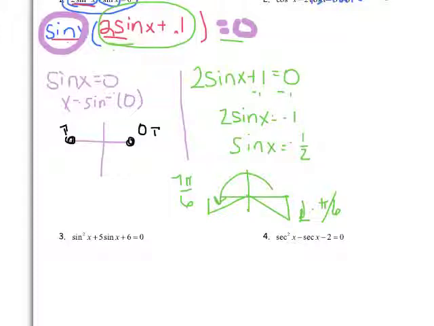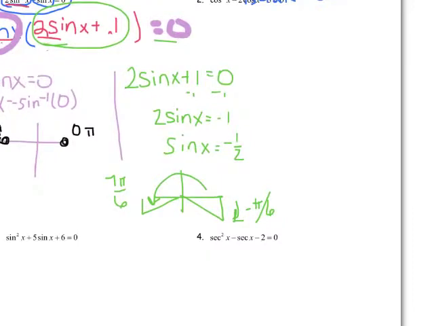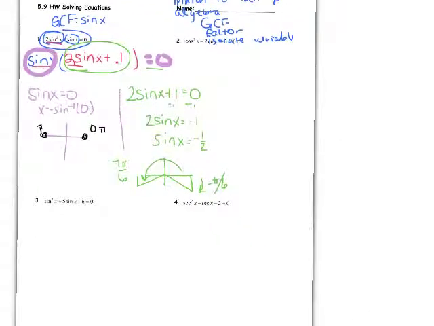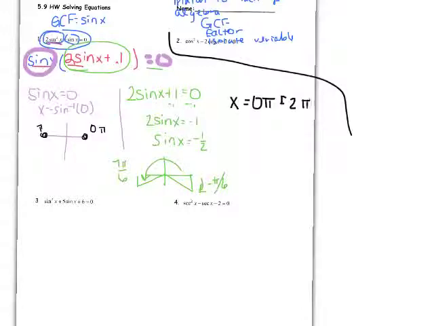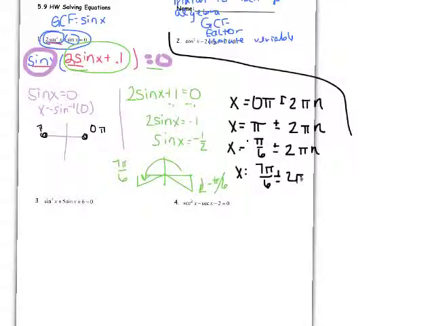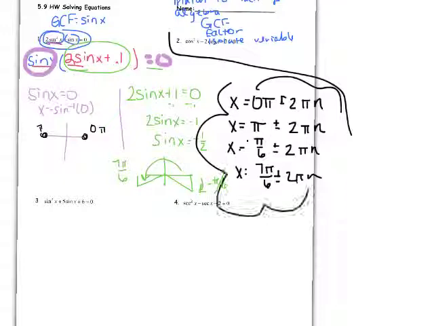So these are your general solutions. x equals 0 plus or minus 2 pi n. x equals pi plus or minus 2 pi n. x equals negative pi over 6 plus or minus 2 pi n. And 7 pi over 6 plus or minus 2 pi n. And those are our general solutions.